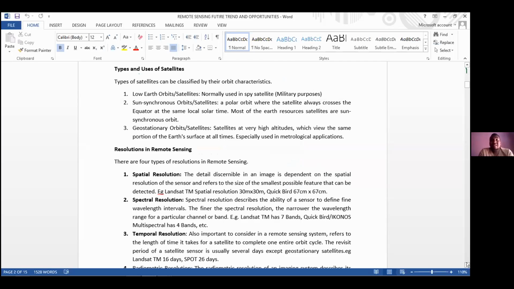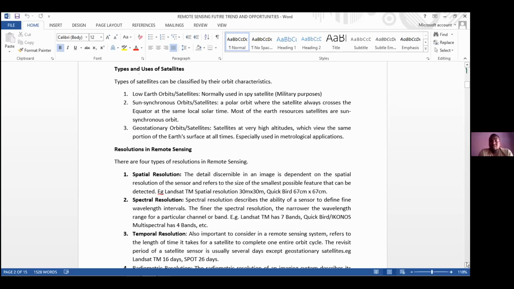As a GIS and remote sensing expert, you need to understand the types and uses of these satellites, because every task you undertake as a GIS and remote sensing expert, you need to understand the kind of satellite you use: what it does, how it works. So I'm going to give you the types and uses of satellites that we have, and we're going to divide them into three categories. The first category is the low orbit satellite, the low Earth orbit.